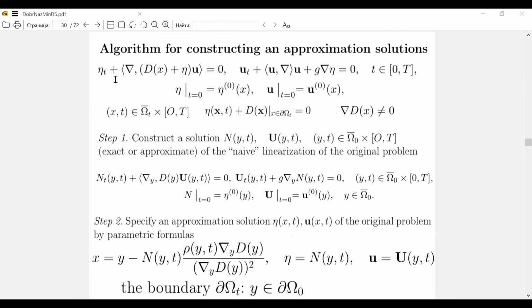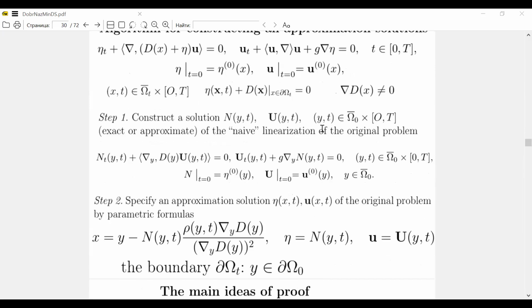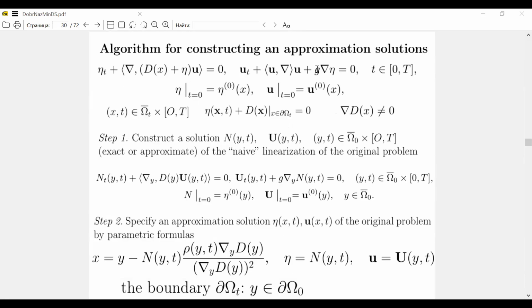So this is the original problem, a Cauchy problem for instance. Then these are the free boundary conditions. Then we assume that the shore is described by the smooth function D, and the gradient is nonzero, a sloping bottom, so the gradient is not equal to 0. It means, for instance, a linear function in the neighborhood. Then what must we do? First step, we linearize it in the naive way. We just omit these nonlinear terms.